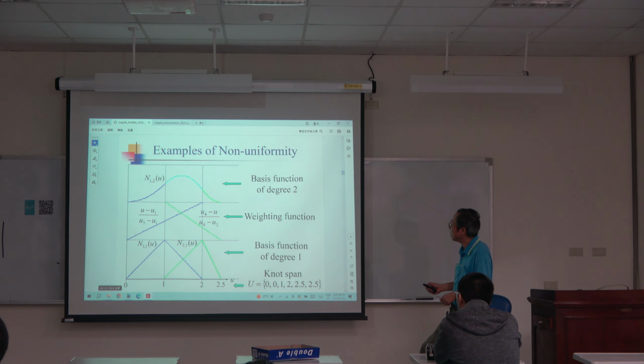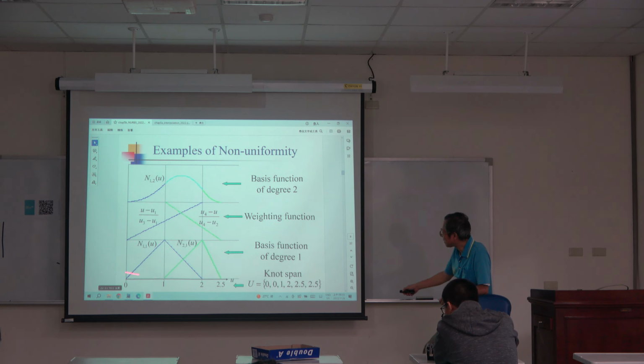So this is an example of the so-called non-uniformity. Here, this should be read from bottom to up. We should look at the bottom first. The mass span is like this, from 0 to 2.5. So you have 0 to 1, 1 to 2, and 2 to 2.5. So you have 3 mass spans. And this is the basis function of degree 1. So the polynomial is degree 1, so it's linear. It's like this, or this, like this, or this.